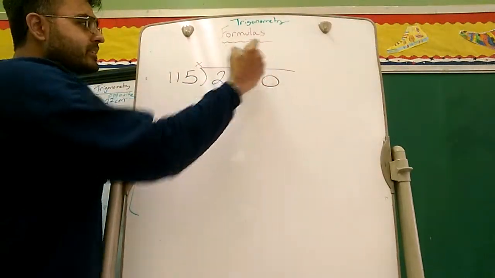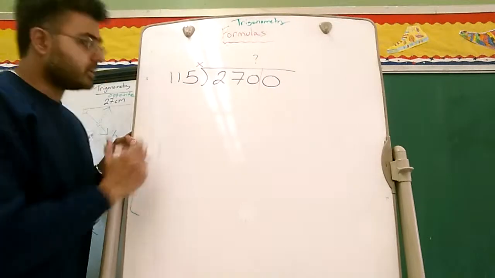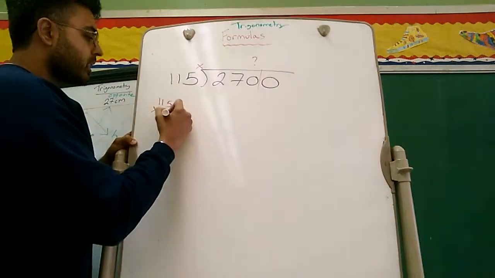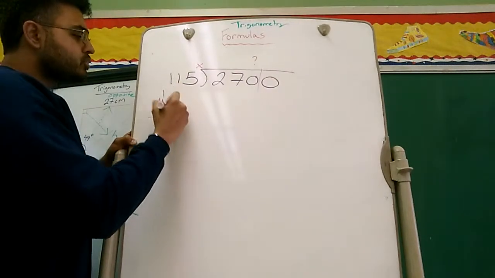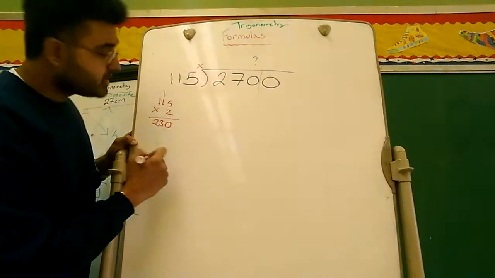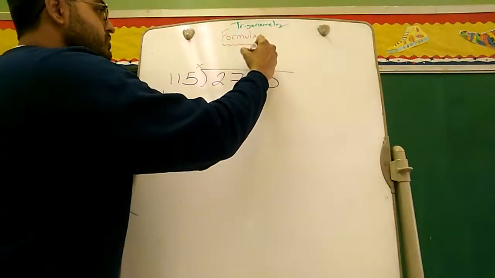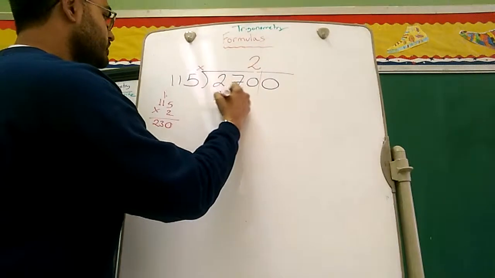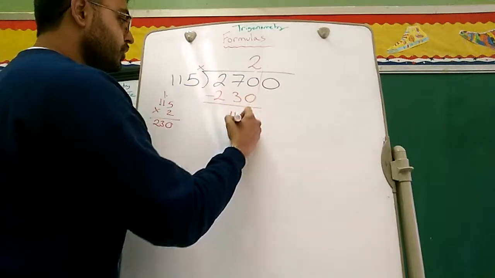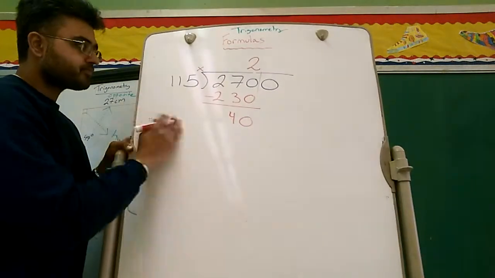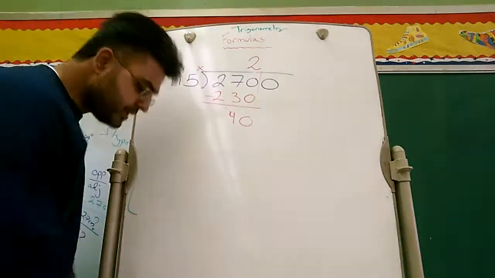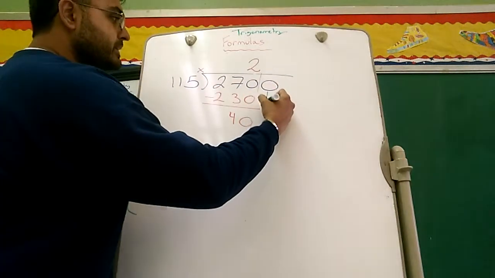115 times what number close to 270? Let's see. Let's try 115 times 2. 5 times 2 is 10. 2 times 1 is 2. 3, 2. 230. That's pretty close. Let's do that. 115 times 2 is 230. Subtract it, 0, 4. 40. 40's got no friend. Who's going to be his friend? Mr. 0, coming down.